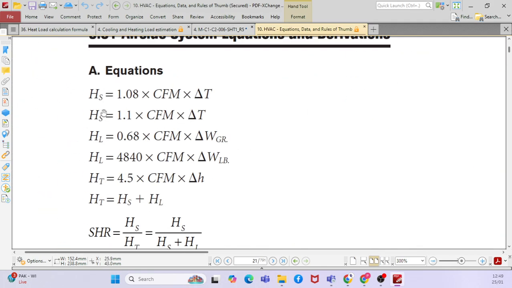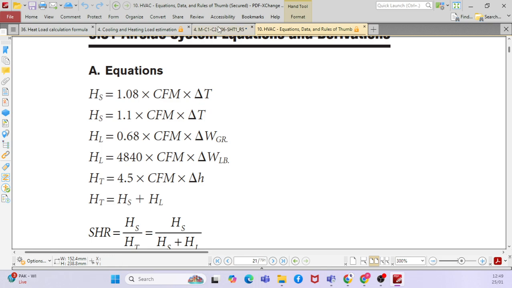Now, can you see what a sensible load is? How to calculate it? 1.08 multiplied by CFM multiplied by delta T, right? And the latent load is 0.68 multiplied by CFM multiplied by delta W, right? If you go to the psychrometric chart, you can calculate all the readings. You calculated the sensible load from the different heats, right? So from here you can calculate the CFM, multiplied by delta T.